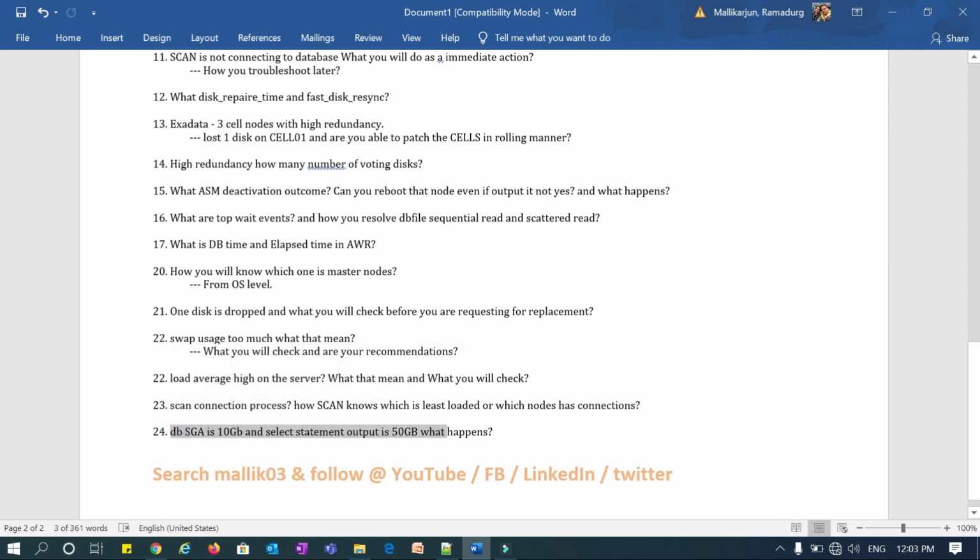And this is very, very important. Most interviews will ask: my SGA is 10 GB and my select statement has 50 GB of output. How can you fit this 50 GB output in a 10 GB SGA? How does the user get this 50 GB output even though my SGA is 10 GB? Is it going to succeed or is it going to fail? One of the tricky questions.